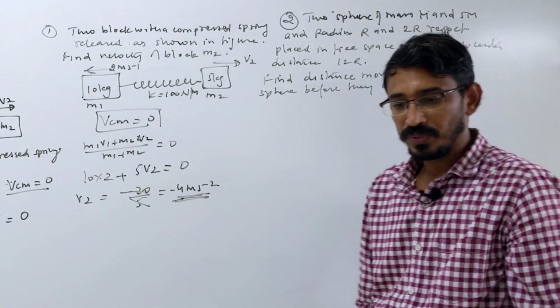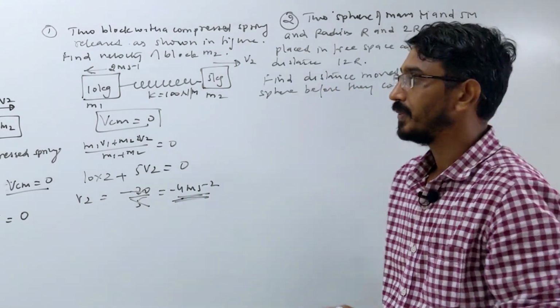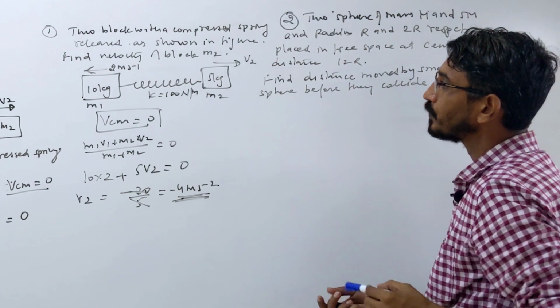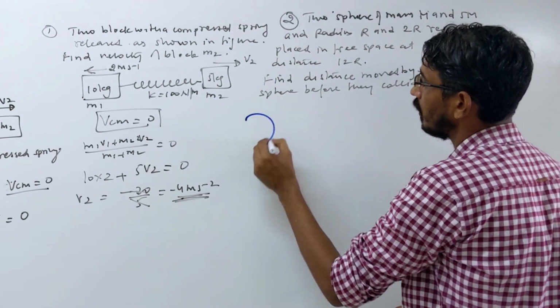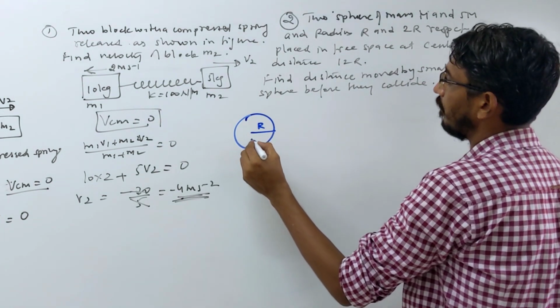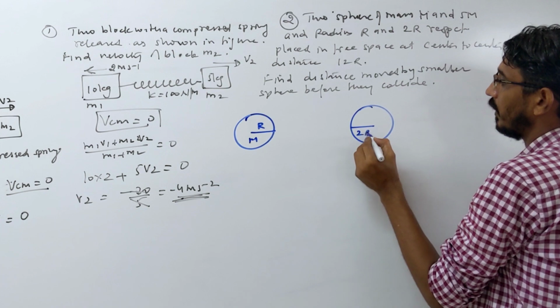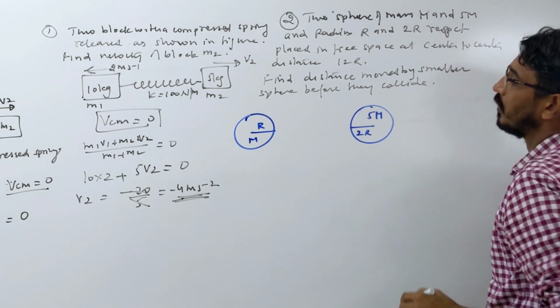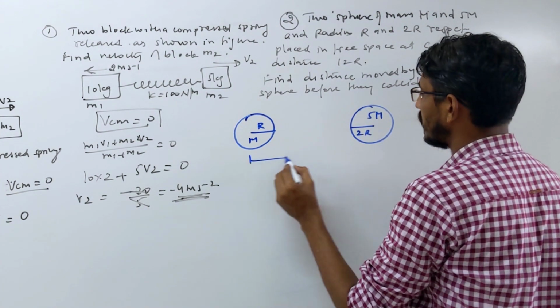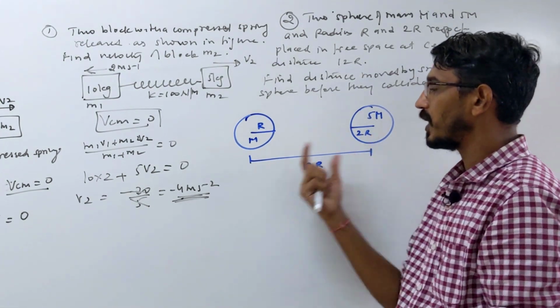What is the distance moved by the small sphere or the big sphere, doesn't matter, before they collide? So how it looks is like this. One sphere of radius r and mass m, another sphere of radius 2r and mass 5m, and the center to center distance is given as 12r. First thing you understand is that this center to center distance is given.